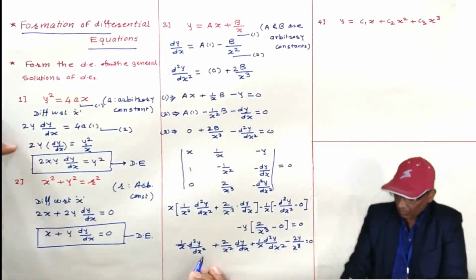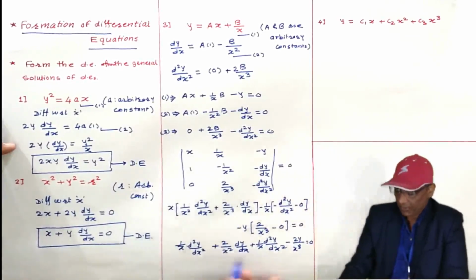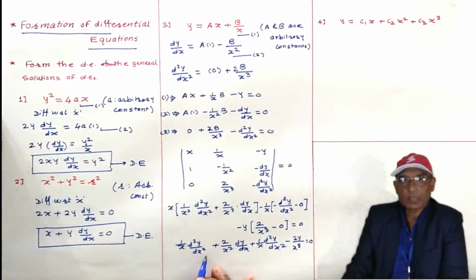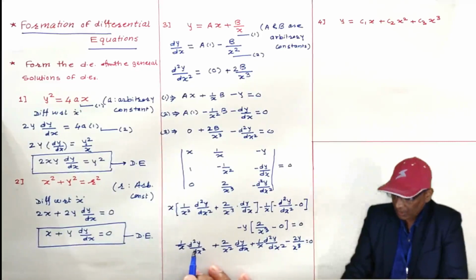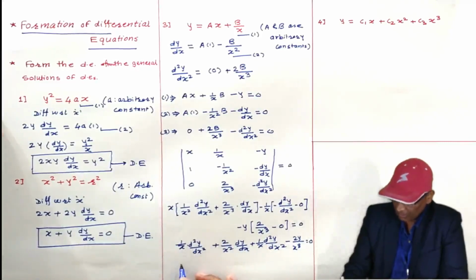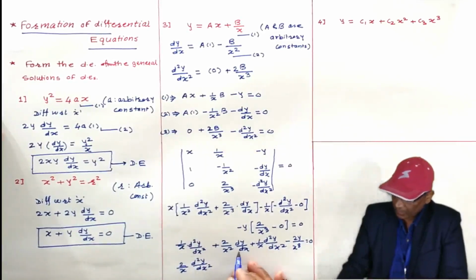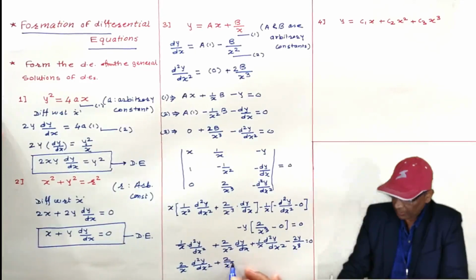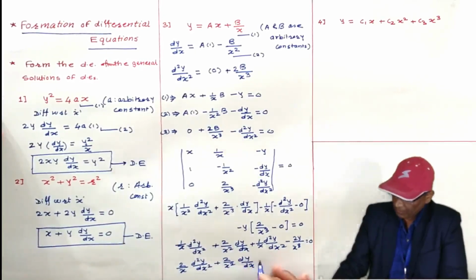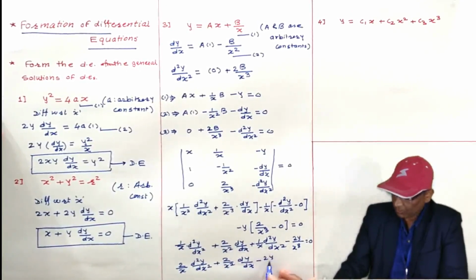Okay. Now, this is the differential equation, but in order to get the most simplified answer, since these two terms are the same, you can add: 1 by x plus 1 by x is 2 by x d2y by dx square. Then 2 by x square dy by dx minus 2y by x cube.